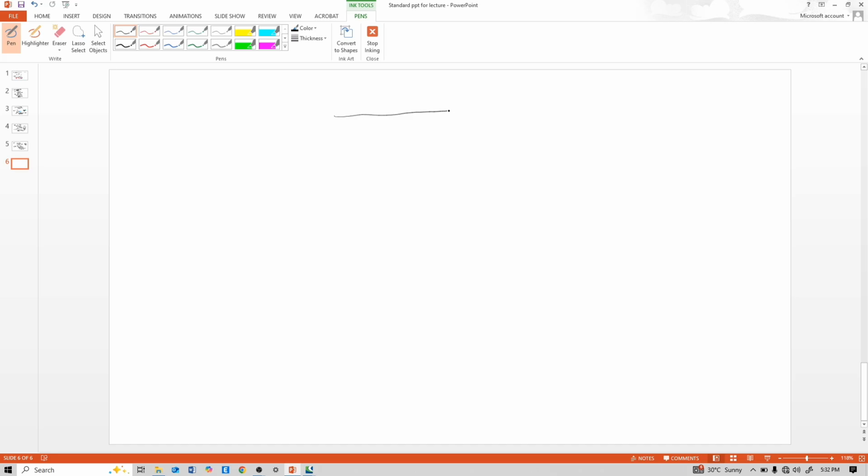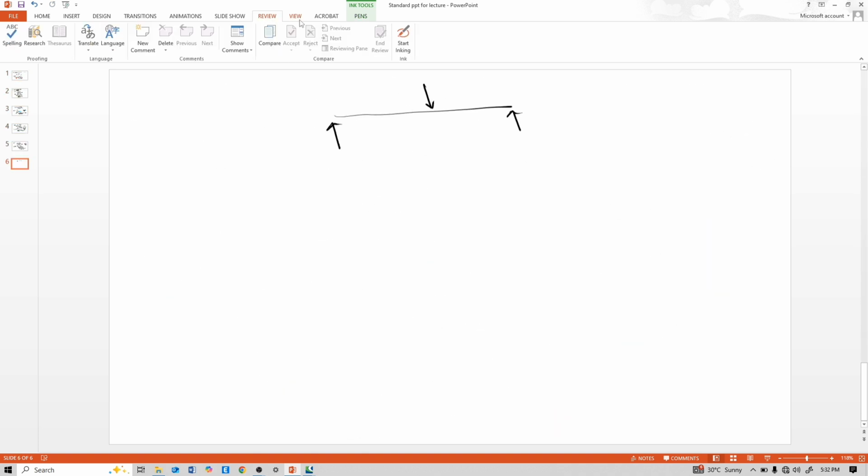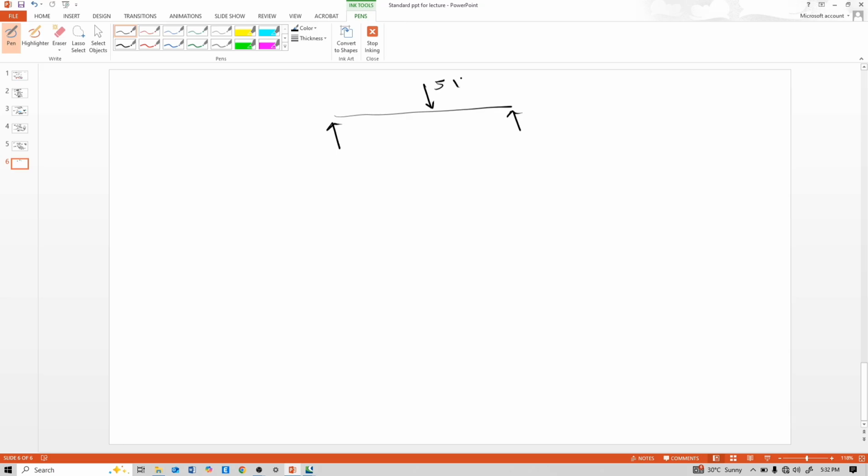So don't make mistakes in mathematical calculation. See how mistakes happen. One mathematical mistake, all SFD BMD was wrong. So this is our 5 kilonewton. Total length of this beam is 10 meter, and this is 5 meter. This is also 5 meter.